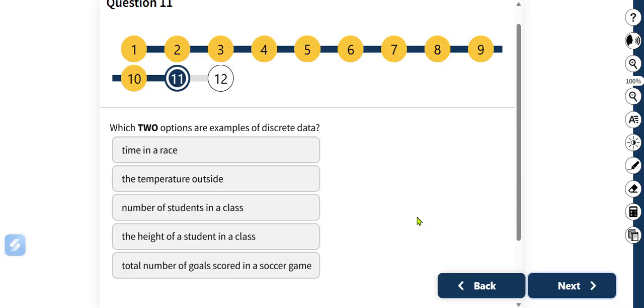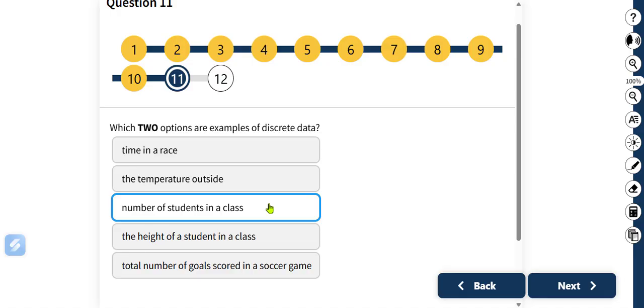Now you have to find two options which are examples of discrete data. Now the question is, what is discrete data? Simply, discrete data consists of values that can be counted, or you can say usually they are whole numbers, like the number of students in a class, right?